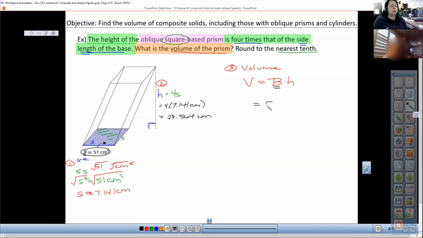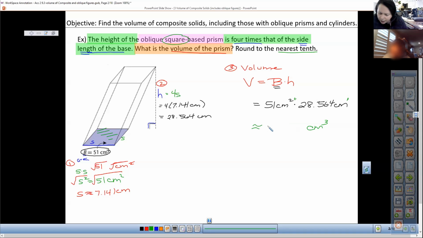So that means we're going to use this 51 centimeters squared, times our height, which we calculated as about 28.564 centimeters. So now we have centimeters squared times centimeters. That's going to be centimeters cubed, because we add the exponents of 1 plus the 2. And that's our centimeters cubed. Then we take our calculator and multiply those numbers. And here's where we would round to the nearest tenth.